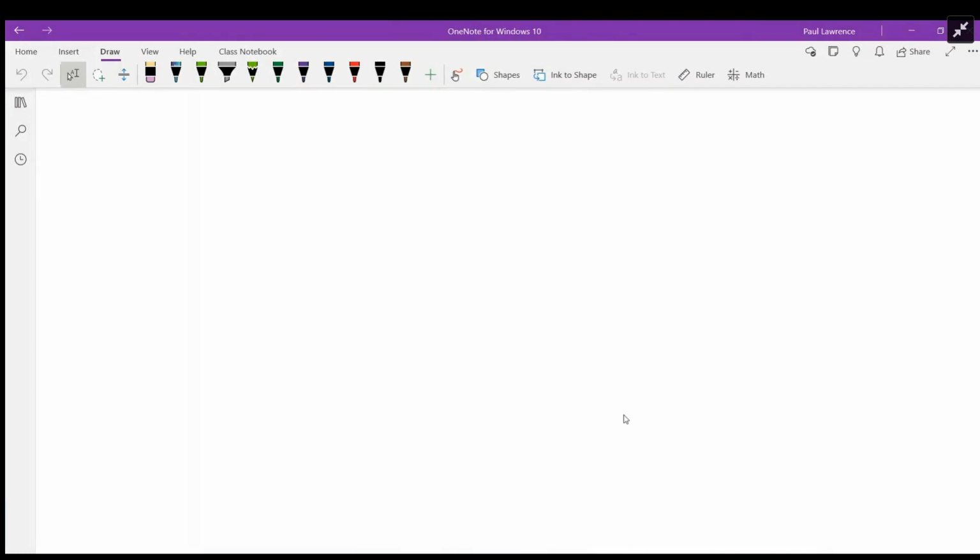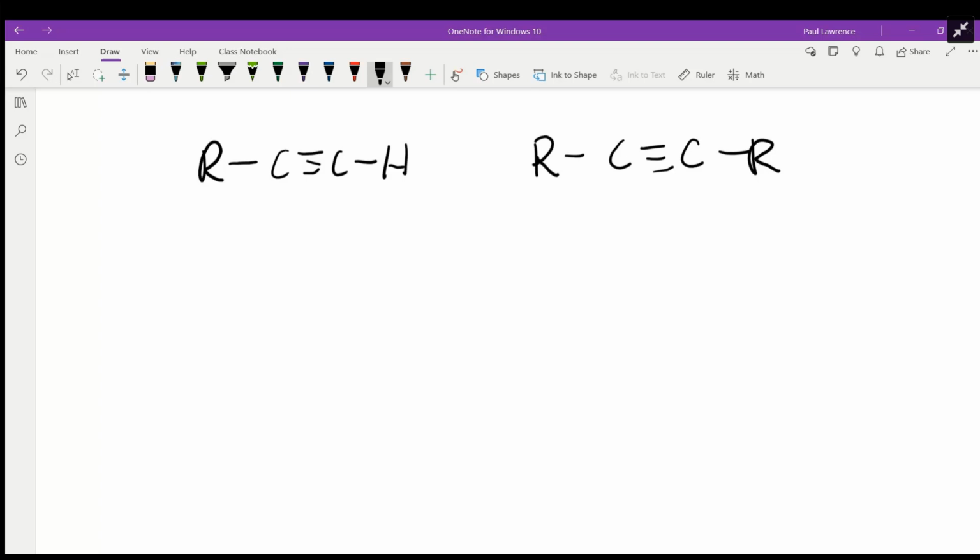For this video, we want to go over the reaction mechanism for hydrohalogenation of alkynes. So we can take a look at a generic alkyne like this. That would be our terminal alkyne, or we could have an internal alkyne. The one that we're going to take a look at is a terminal alkyne.